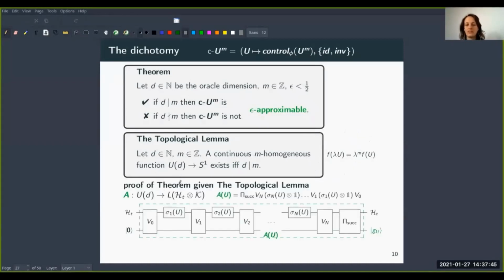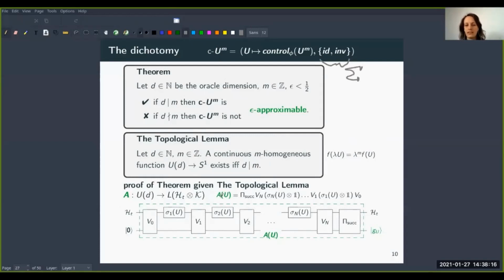We will prove the theorem given the topological lemma by assuming an algorithm that achieves CU^M and reducing it to a function of the lemma. So any algorithm, when seen as an operator function, can also be continuous and homogeneous, the two properties that are in the lemma. This depends only on the query alphabet.